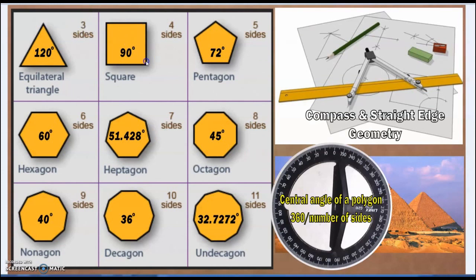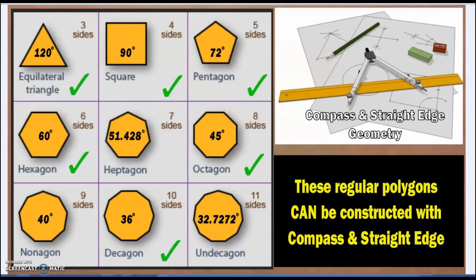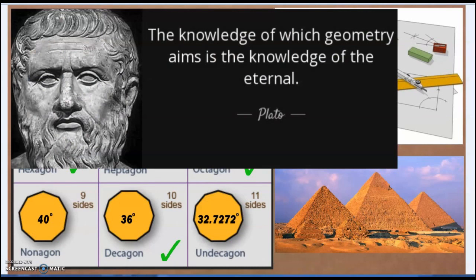So again, the 90-degree angle would be the square. 72 degrees would be the pentagon, the hexagon, etc. But you'll notice that the heptagon, or the seven-sided, does not divide equally into 360. Neither does the undecagon, or the 11-sided polygon. Geometry is knowledge that appears to be produced by human beings, yet whose meaning is totally independent of them. Now these ones with the green tick are polygons that can be constructed perfectly with compass and straight edge.